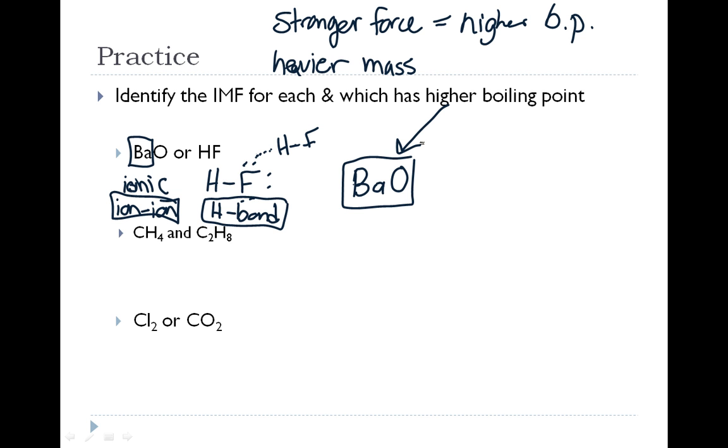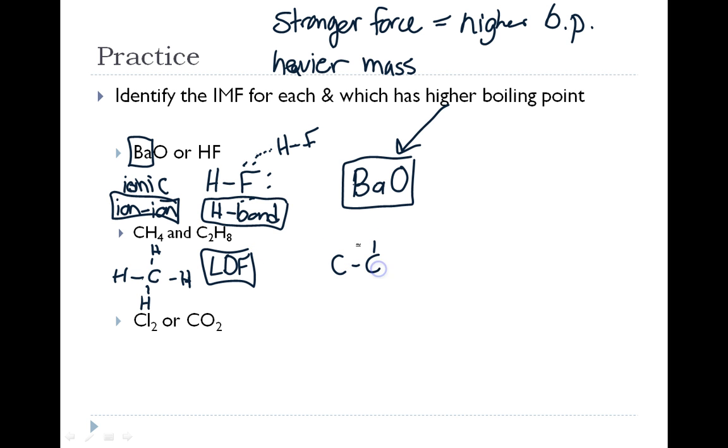Okay, practice problem number 2. We've got CH4 and C2H8. These are both covalent compounds, so we can rule out ion-ion. So it's a good idea to draw those Lewis structures. You've got CH4, looks something like this. Well, we know that CH bonds are nonpolar. So even without drawing the Lewis structure, we would know that this is a nonpolar molecule. Therefore, this has LDF forces.